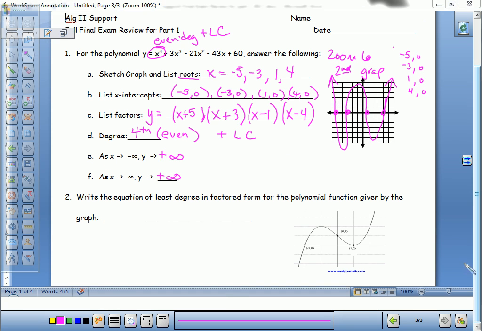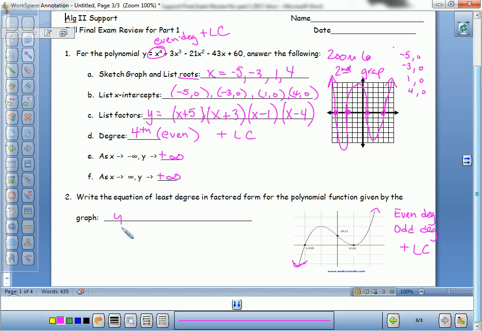Now, let's look at number 2. This end goes this way, this end goes this way. So is this an even degree function or an odd degree function? How do you know it's odd? Because you're right. One goes down, one goes up. Good. They're opposite directions. Now, is the leading coefficient positive or negative? Positive. It's positive because as it goes to negative infinity, it goes to negative infinity. As it goes to positive infinity, it goes to positive infinity. Yep. That's a positive leading coefficient.